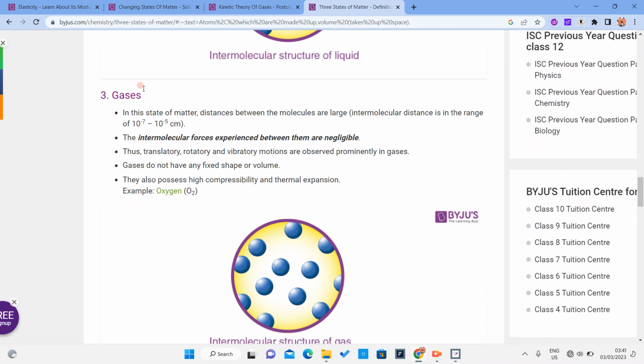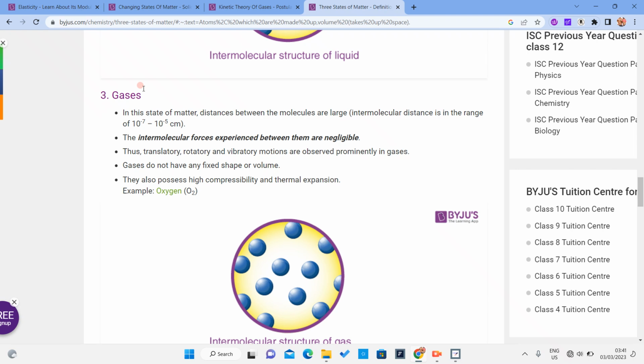Now let's talk about gases. In the gaseous state, there is a huge intermolecular distance between the molecules, and the intermolecular force experienced between them is negligible, as I said before. These molecules are able to undergo translational, rotational and vibrational motion, and the motion of those gas molecules is usually haphazard. They don't follow a certain pattern.